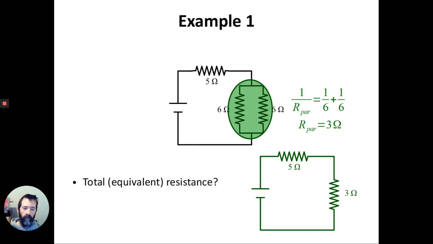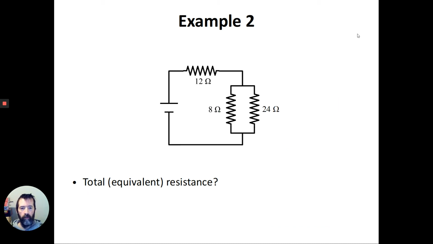So that means that I am effectively looking at this circuit instead. You can replace this parallel section with a 3 ohm resistor, and it won't change the behavior of the rest of the circuit. So if I've done that, I can now see that this 5 and this 3 are just in series with each other. There's nothing else going on, there's no intersections. They just come one after another. So that means the total resistance is 8.